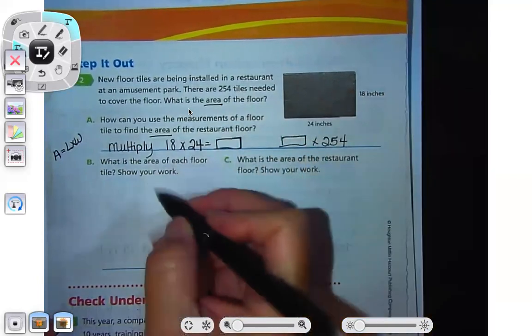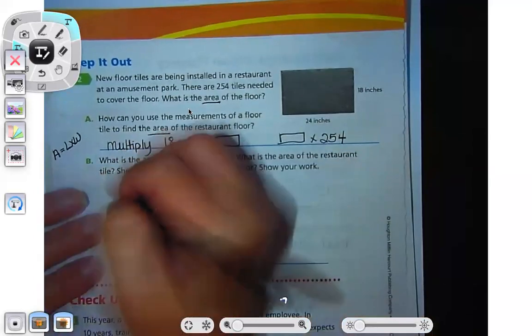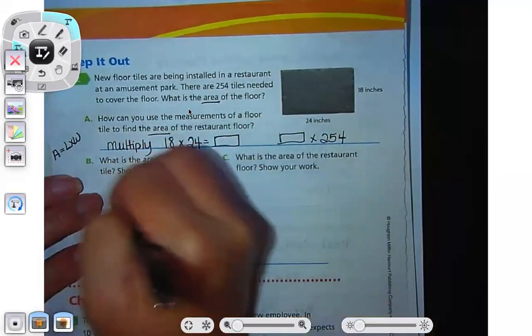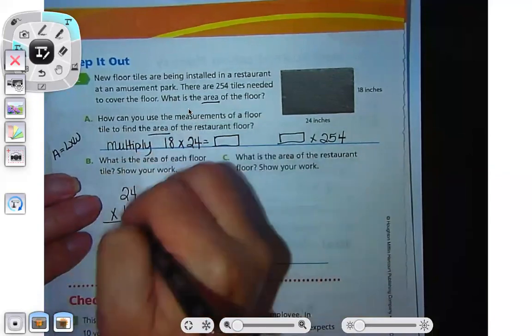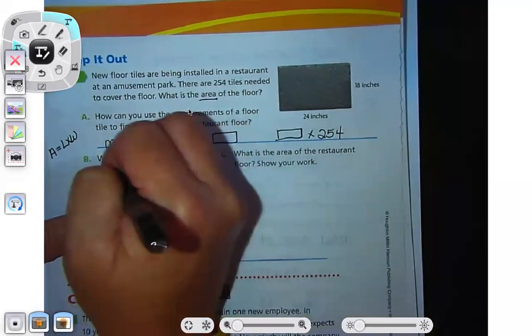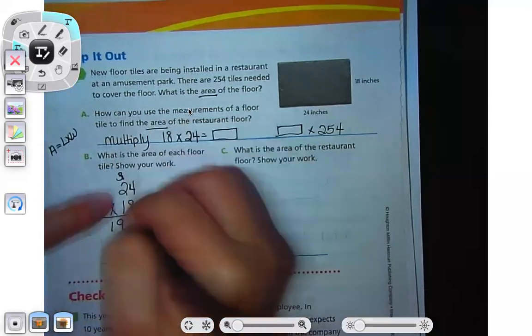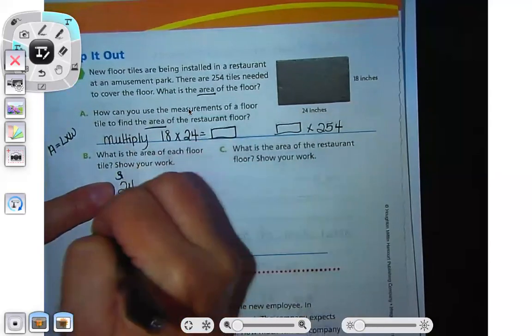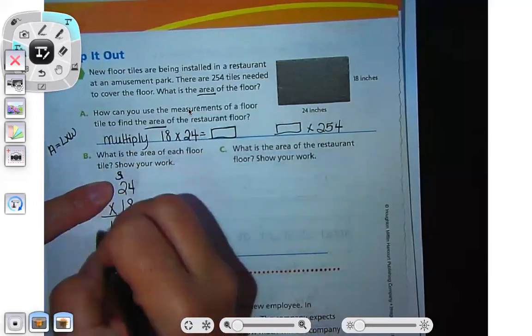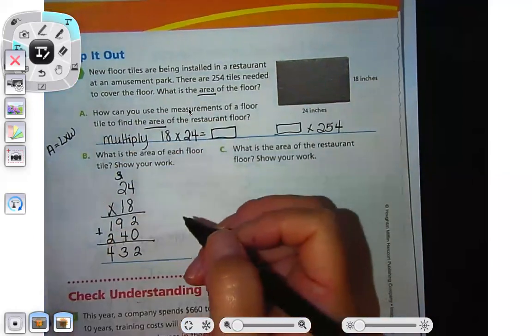So first, let's find the area that needs the tile. So we could say 24 times 18 to get that area. 24 times 18, I'm gonna do it kind of quickly. 8 times 4 in the ones place is 32. 16, 19, placeholder, 4, 2. So we get a product of 432.